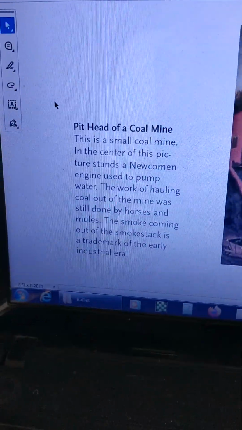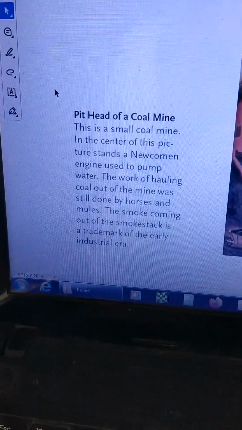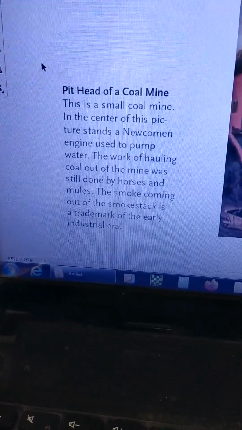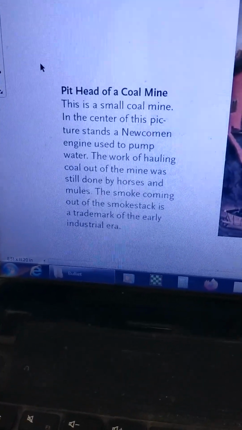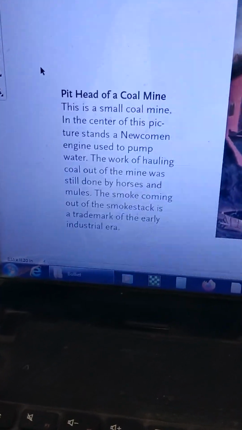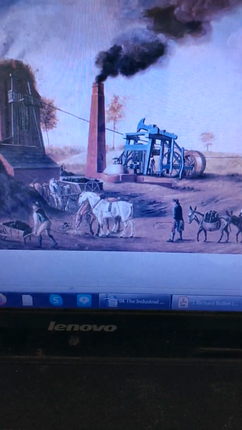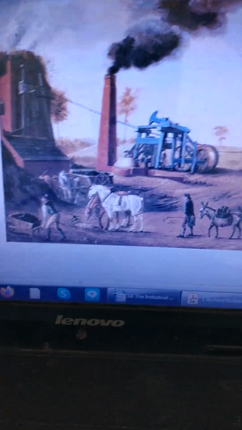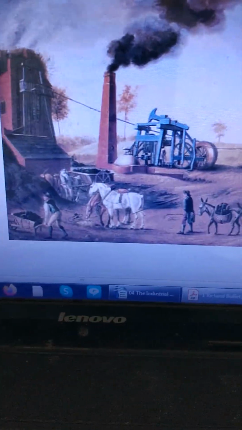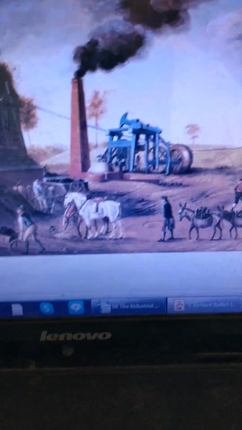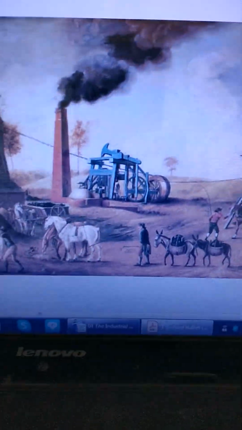And I want you, as a sort of mini homework, again, to describe what the picture shows. Because there's an idea here. The work of hauling coal out of the mine was still done by horses and mules, which we can see in the picture. So much for technological innovation. Okay, it's an old steam engine, and they're using horses and mules. The smoke coming out of the smokestack is a trademark of the early industrial era. So this is late 18th century we're looking at here.